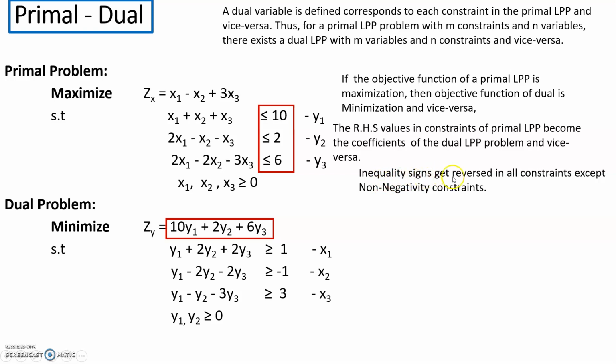Next is, inequality signs get reversed in all constraints except non-negativity constraints. All the constraints in the primal are less than or equal to, here all the constraints are greater than or equal to.